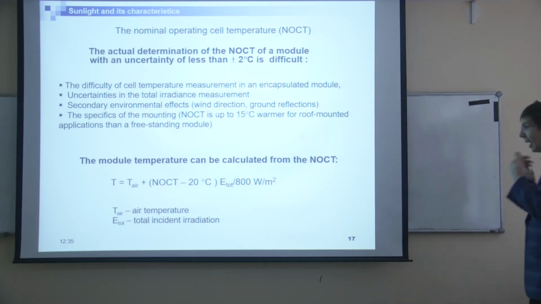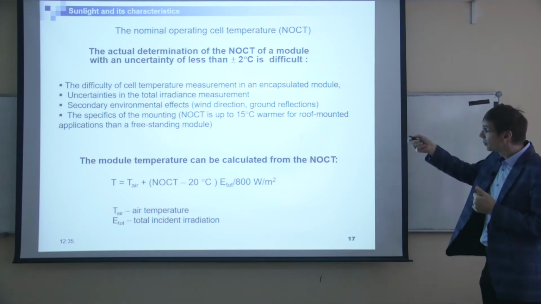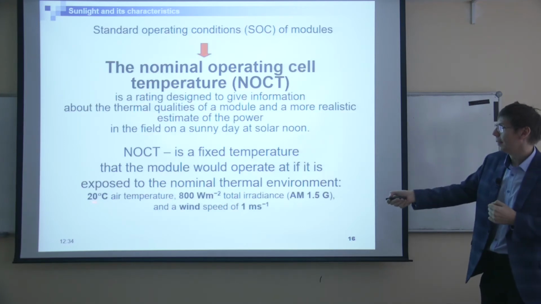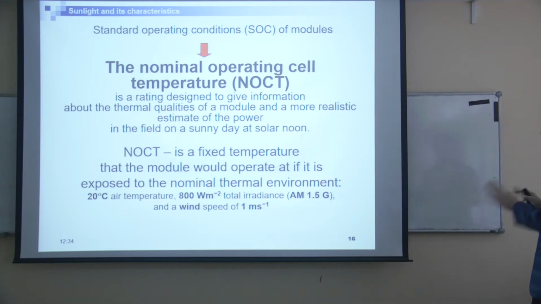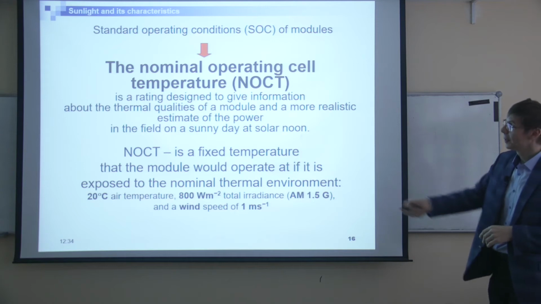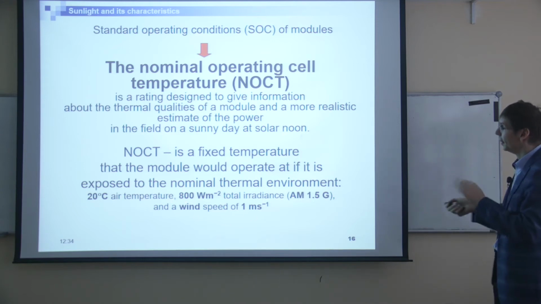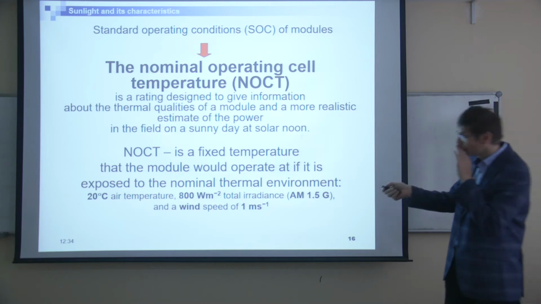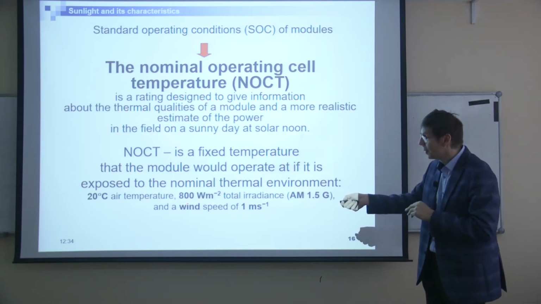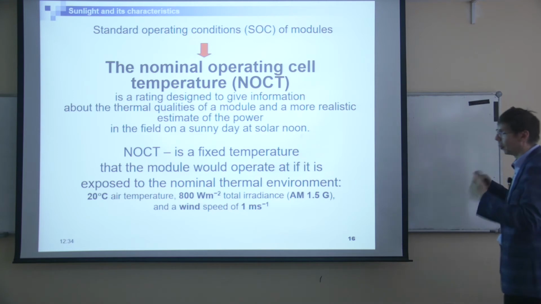You have at least, you see, if you have this more or less comfortable condition for solar cells, so you have 20 degrees, you have some wind, you have some light intensity, so maybe for power, you see it's clear, for power production, the less light you have, the less power.